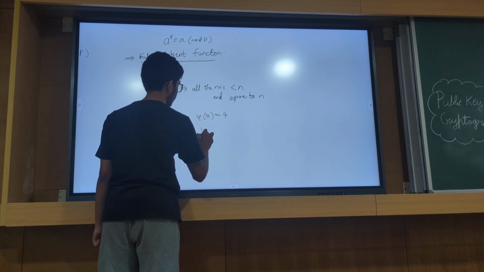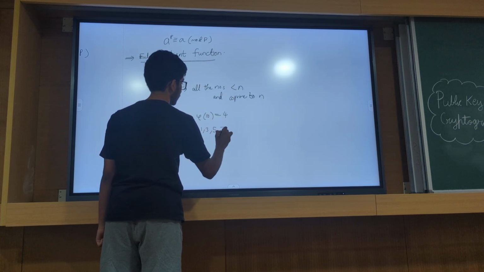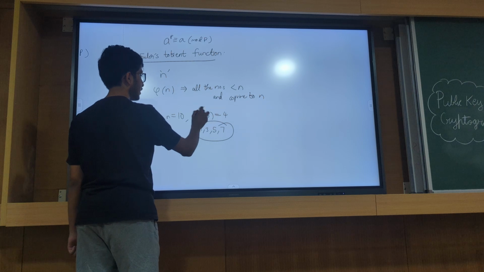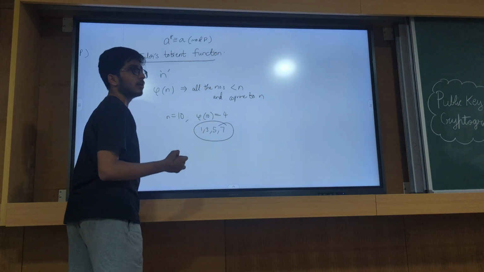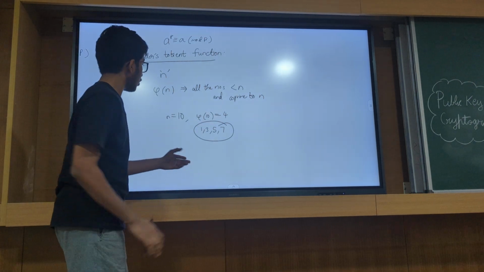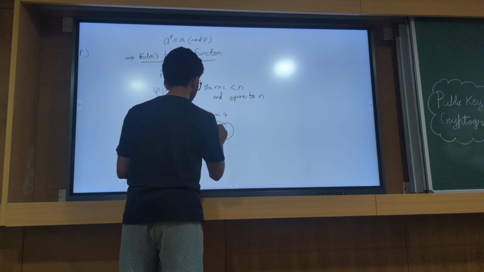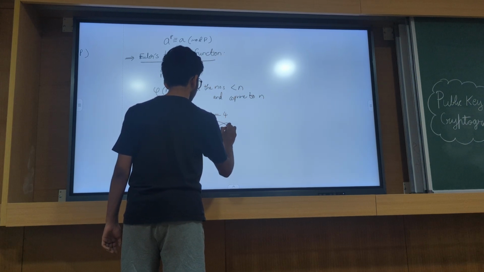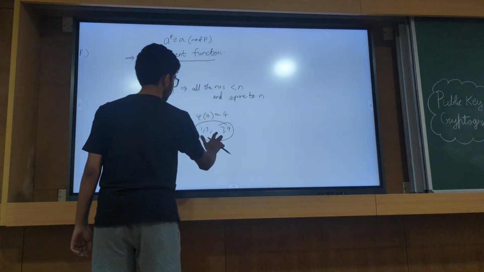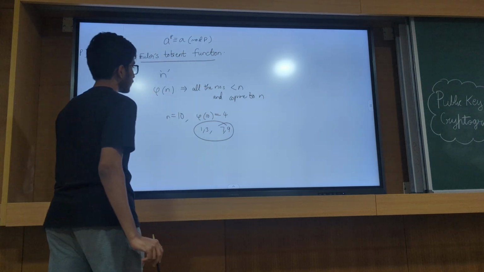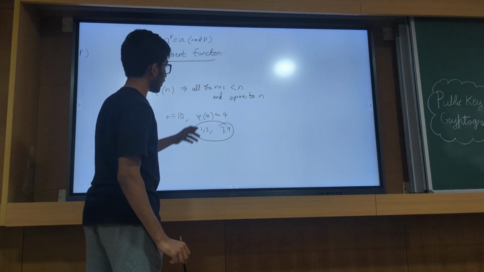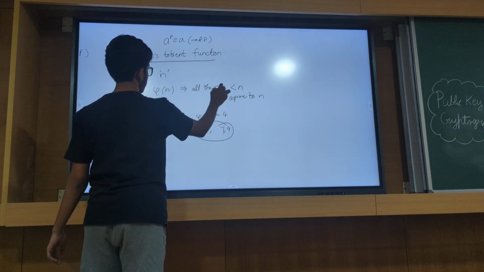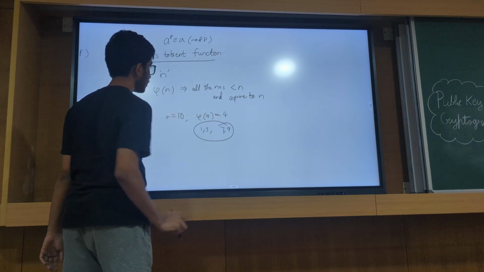Because we have 1, 3, 5, 7. These are the only numbers which are less than 10 and co-prime to 10. 5 is not co-prime to 10. Sorry, oh sorry, 1, 3, 7, 9. So these are the four numbers which are co-prime to 10 and less than 10. So this is the simple definition of phi of n. This is Euler's totient function.